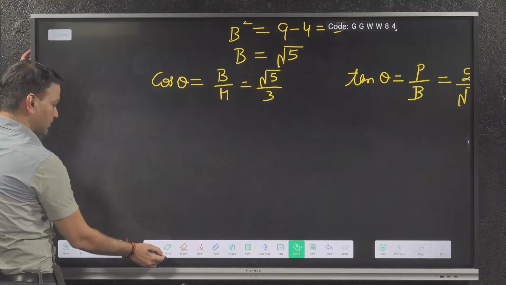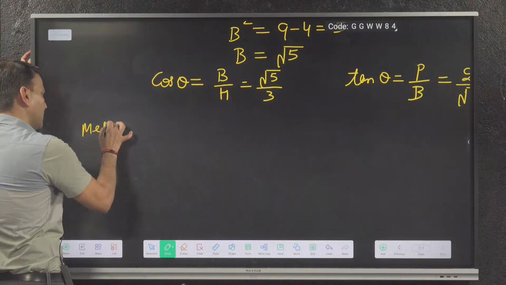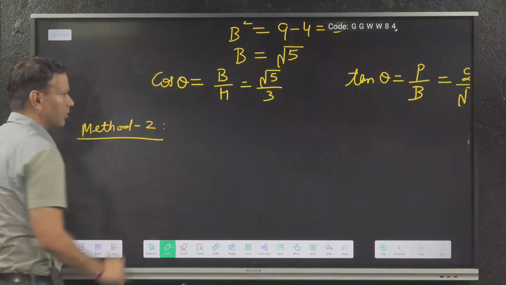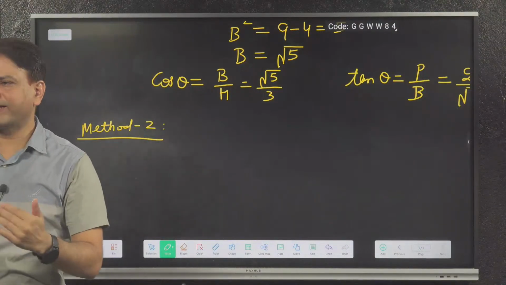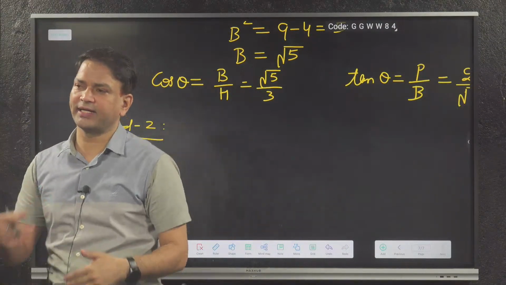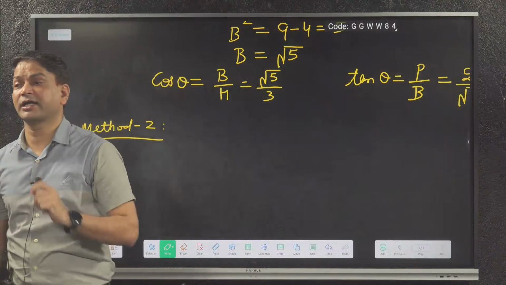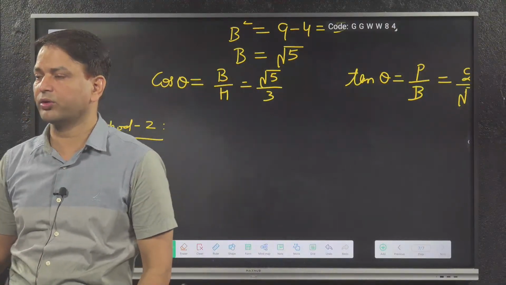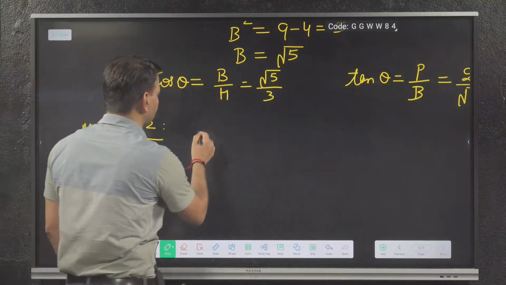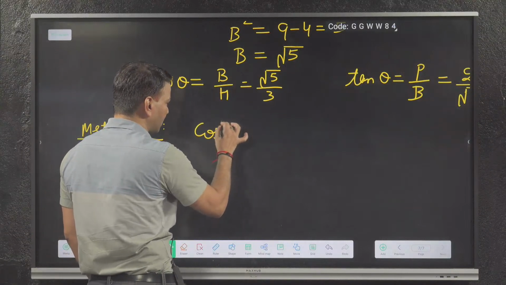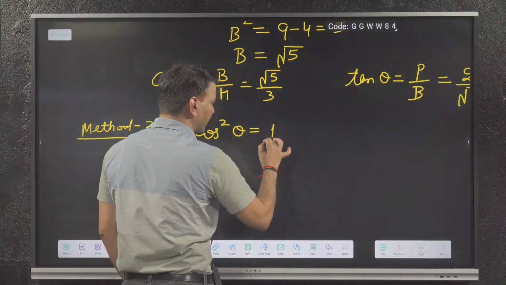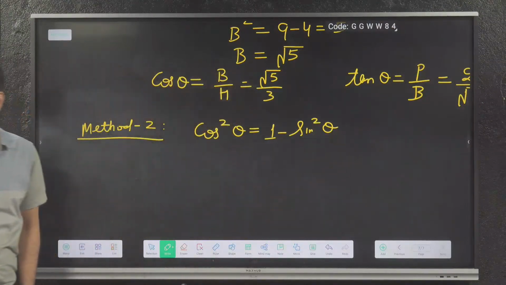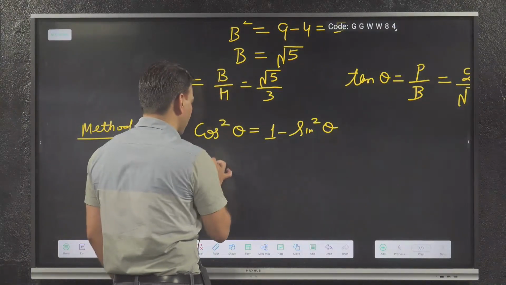Another way is what? Now any one method you have to know. I gave the sine theta and I require the cos theta. So I can directly use the formula sine square theta plus cos square theta is equal to 1. So I need cos square theta. Cos square theta is equal to 1 minus sine square theta.